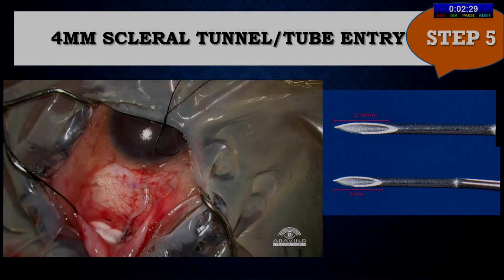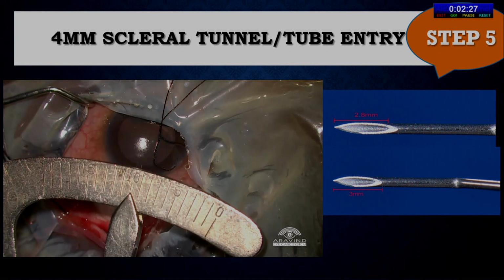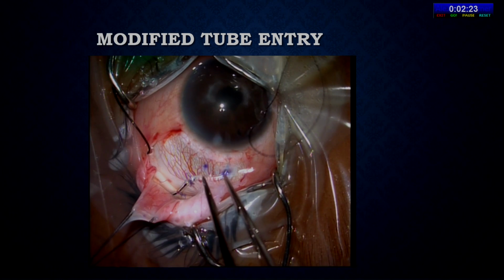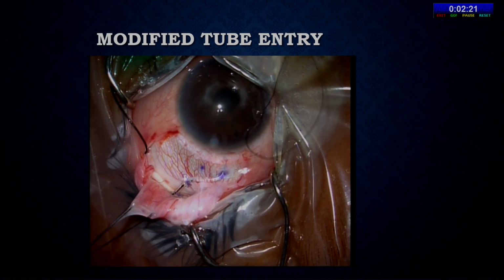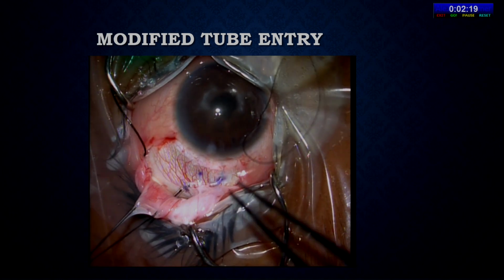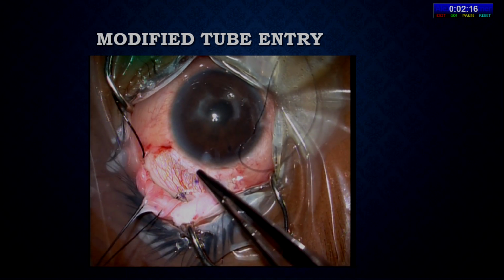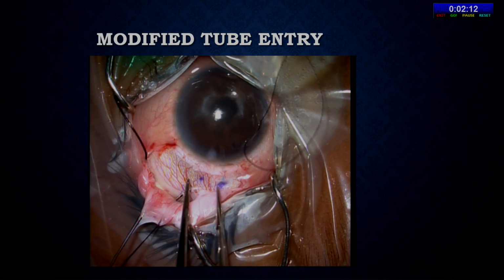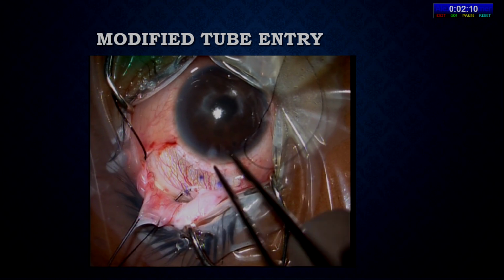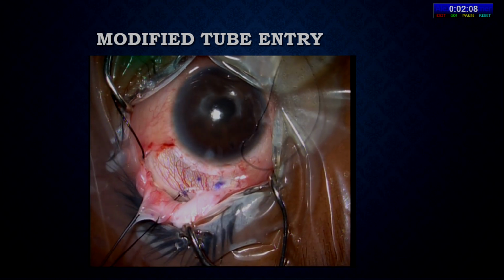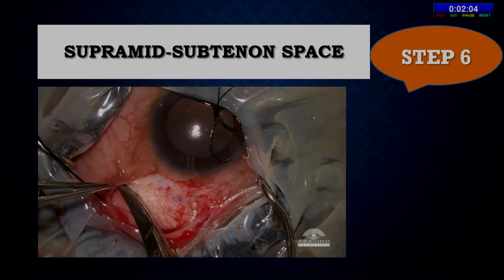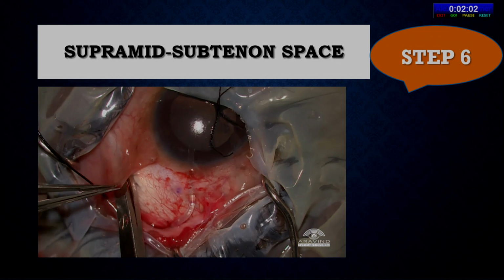I am just cross-checking the anterior ridge of the plate is at least 10 mm from the limbus. In a few cases of developmental glaucoma, if you are going to notice a pass, that is superior pass, in the intended tube entry site, then always you have to plan for a modified tube entry. Here I have made a mark almost 4 mm medial to the tube and I made an AC entry into the tube.